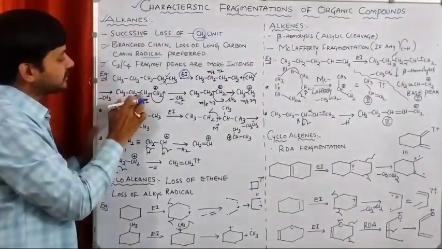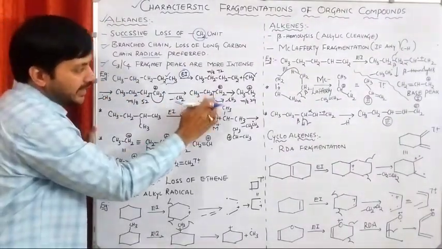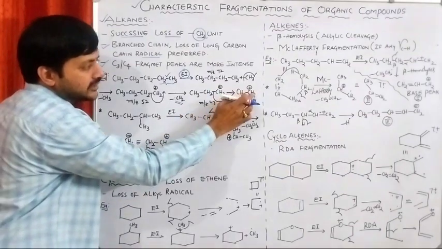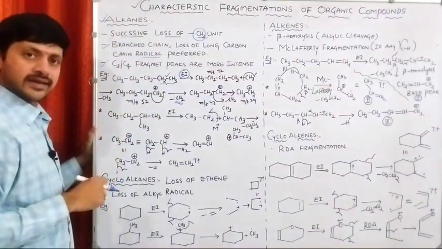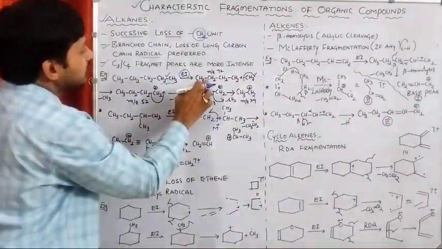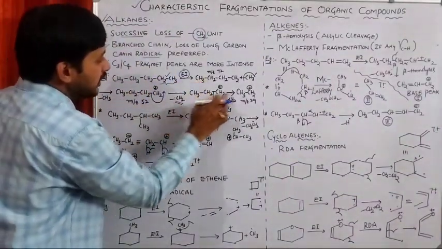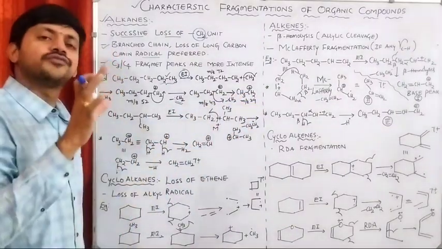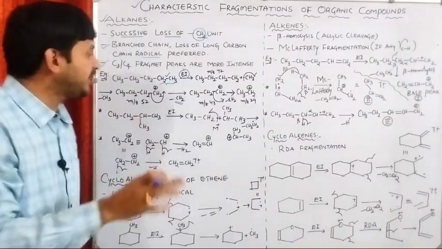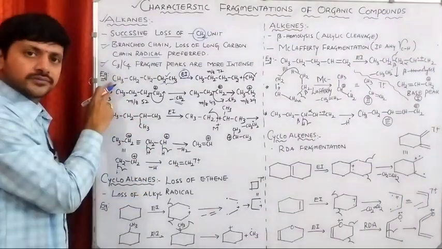So CH3, CH2, CH2 plus. Again CH2, CH3, CH2. Again CH2, and you will come up with the methyl cation. So it means, 1, 2, 3, 4, if you remove this one also, you will get the methyl cation. So finally we are getting 5 peaks for this particular compound.